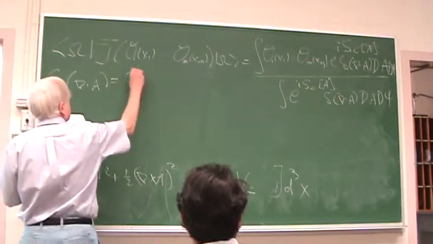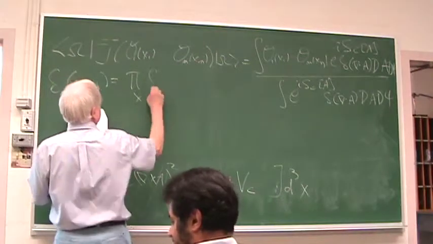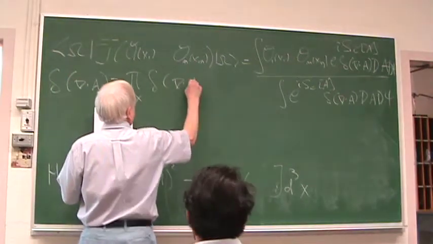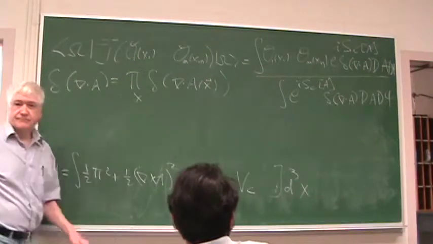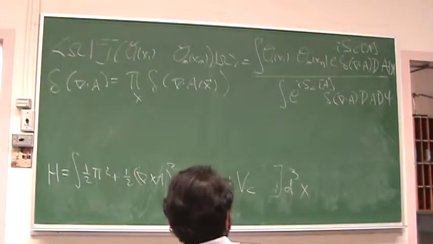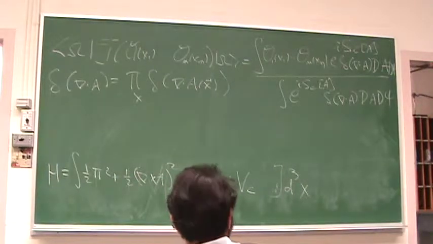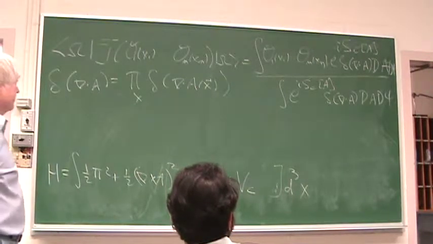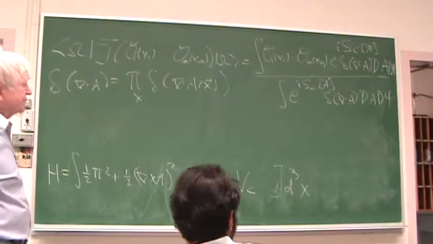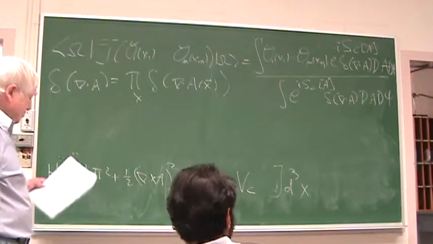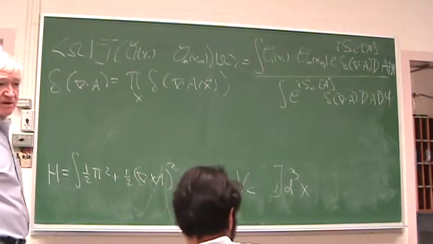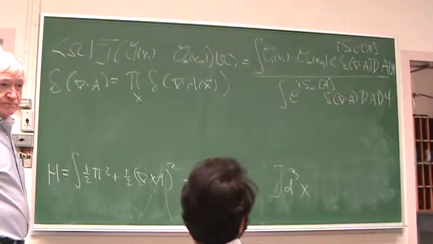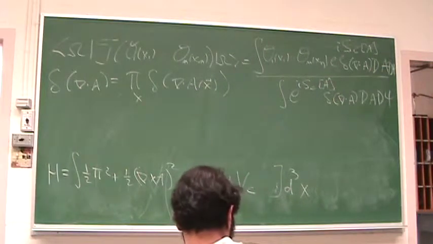So this is the product over space of delta of del dot A of x. That's a product, not a sum. The pi is a product. And moreover, it's even worse than that, because it's a product over space-time, because we're insisting that this be true at all times.